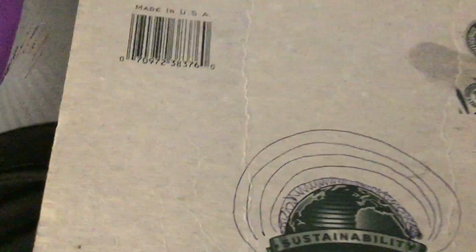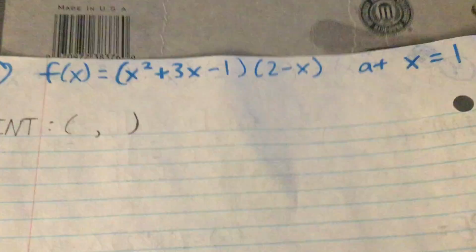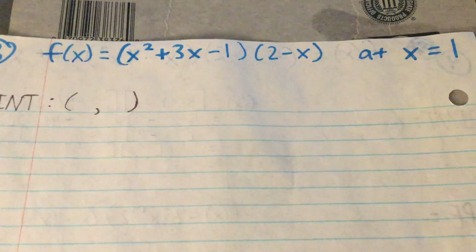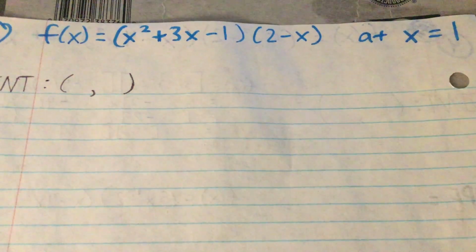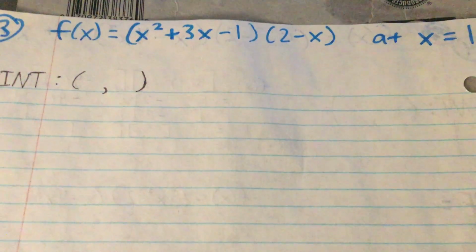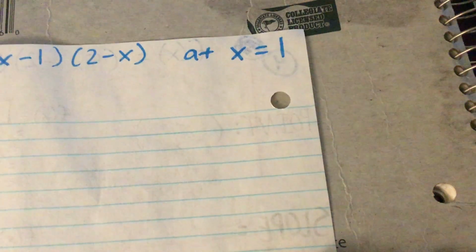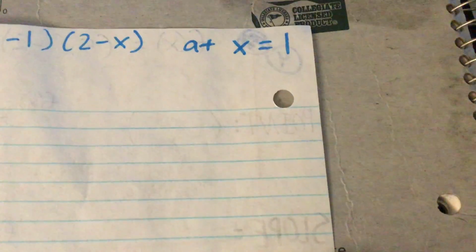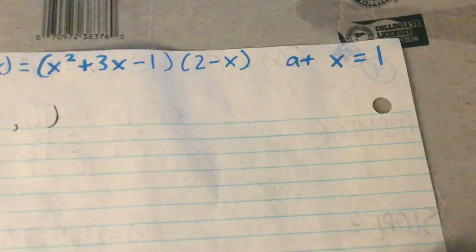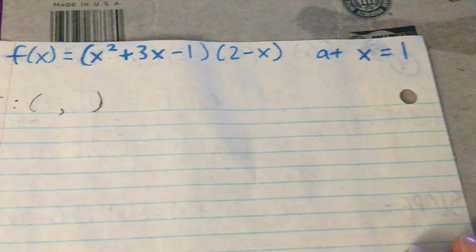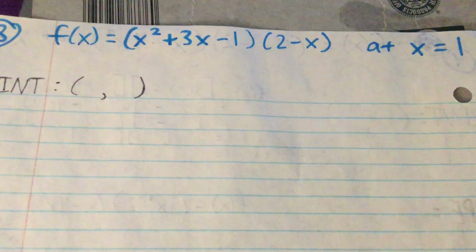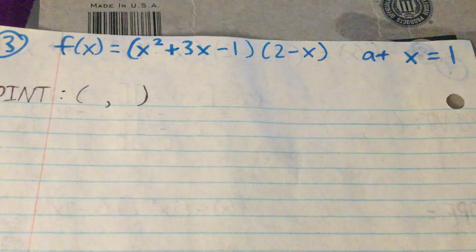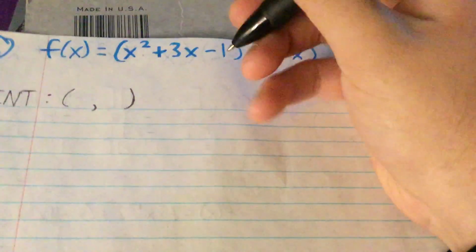All right, number 3. F of x is equal to x squared plus 3x minus 1 times 2 minus x. And once again, hard problem to take the derivative of, x is equal to 1. Okay, find the slope at x equals 1, and then write the linear equation of the tangent line. So first things first, it's easy for me to calculate the point, because all it is is plug in x equals 1.